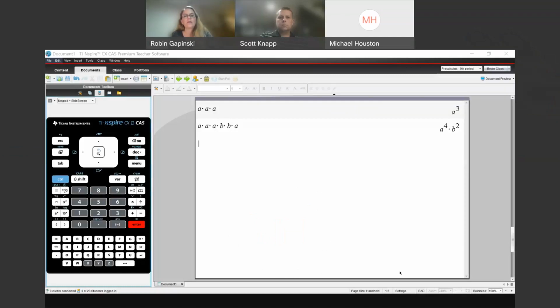So, let's talk about doing the division. So once students start seeing something like this, let me just go ahead and put it in there. And they figure out a squared times a to the fourth. So I'm multiplying 2 a's together times another 4 a's, it's a to the sixth, and they're starting to notice the pattern that when you're multiplying with the same base, you add the exponents.